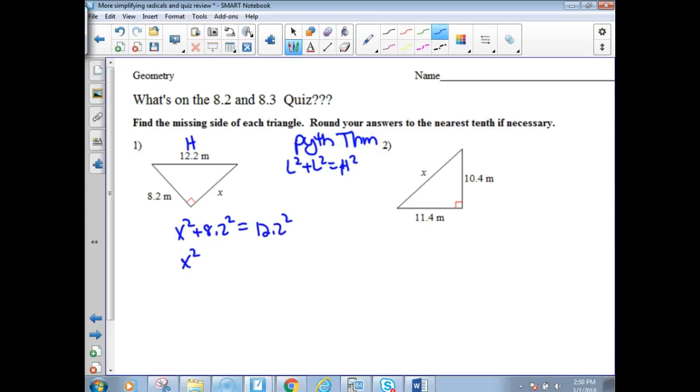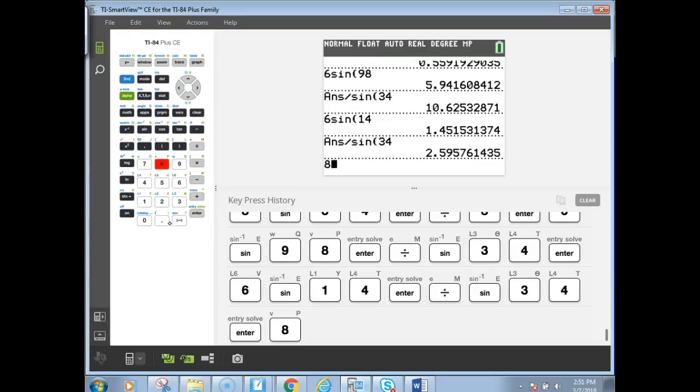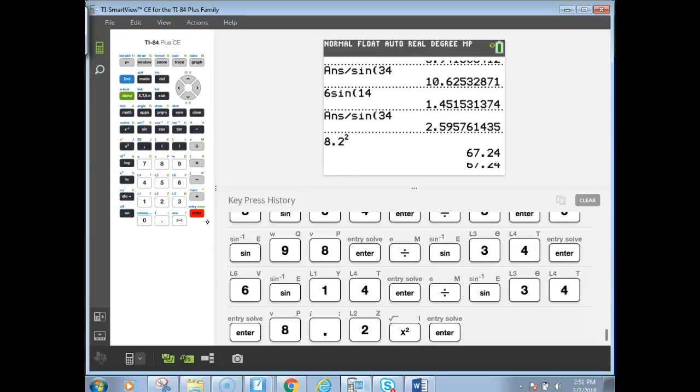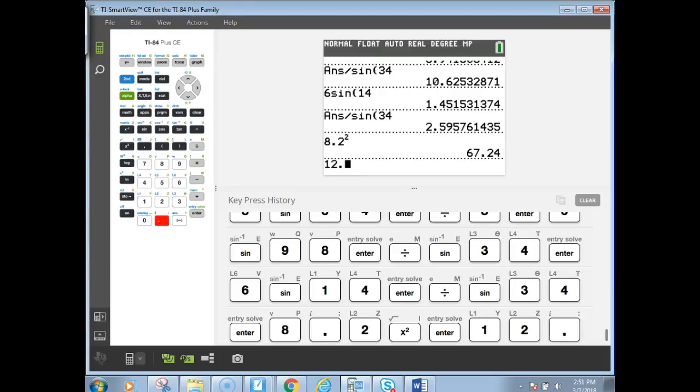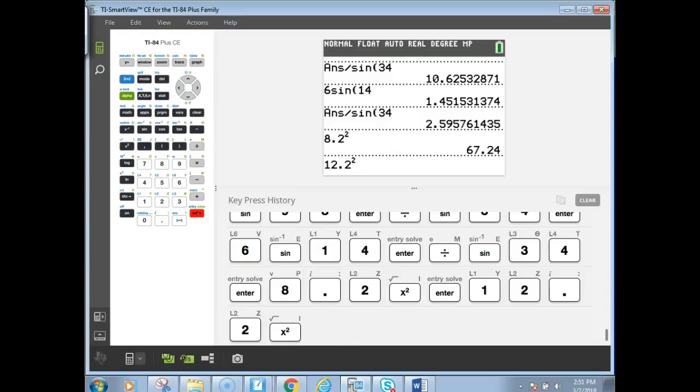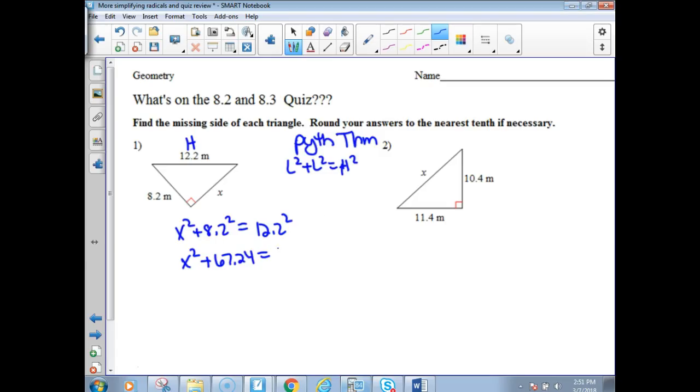So you start working on that calculator. You get 8.2 and you square it by hitting the squared button, which is over here on the left. 8.2 squared is 67.24. You go in your calculator and type 12.2 squared. That's 148.84. Now what? Got to get x squared alone. Subtract 67.24 from both sides. That will give you x squared is equal to 81.6.